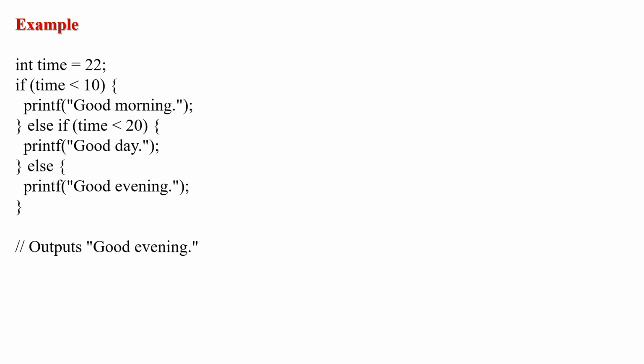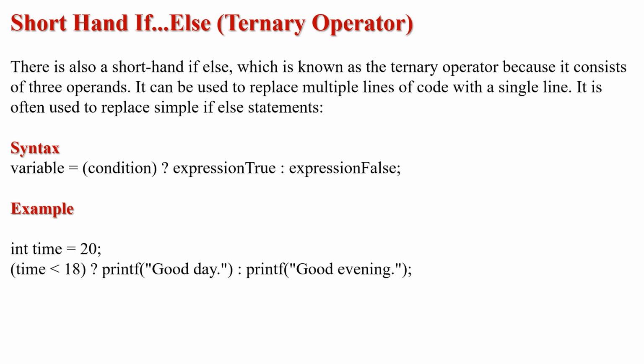Next one is an important operator called the ternary operator, which is a special operator in C. We can call this a shorthand if else operator. It is known as the ternary operator because it consists of 3 operands. It can be used to replace multiple lines of code with a single line. This operator is normally used to replace if else statements.